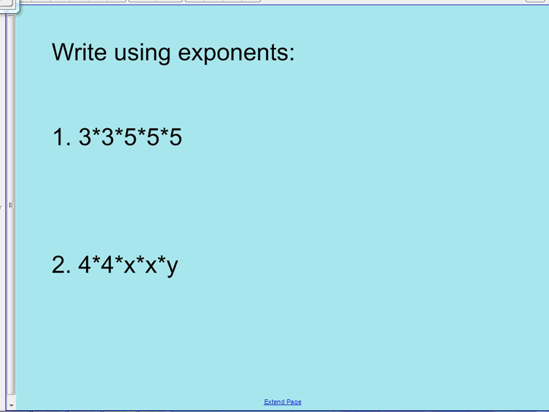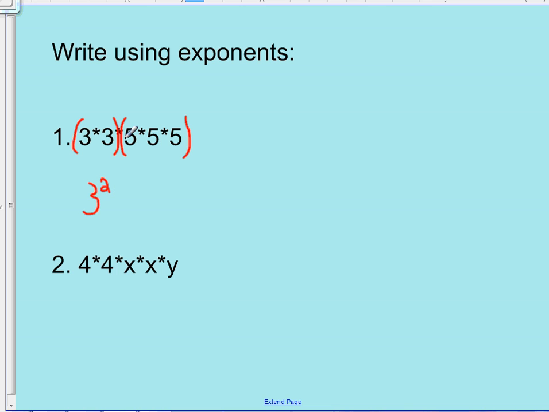If we wanted to write an expression using exponents, we have 3 times 3 times 5 times 5 times 5. In this case, we're actually splitting the problem into two different parts. We want to split it into its common parts. In this case, we have the 3's and we have the 5's. We count up how many 3's we have. We have 1, 2. So we would represent that as 3 squared.